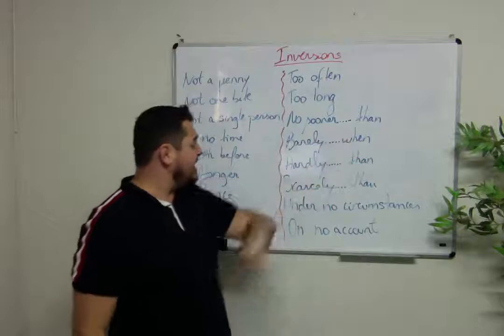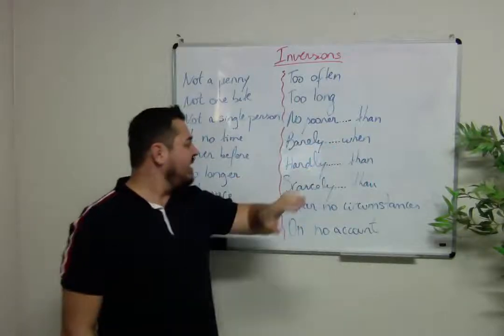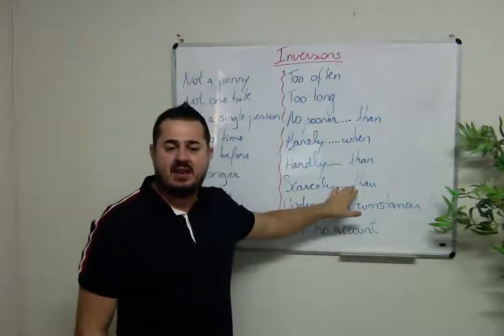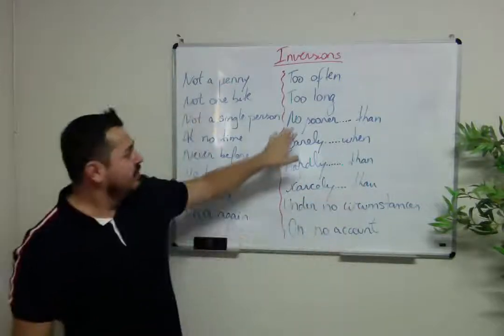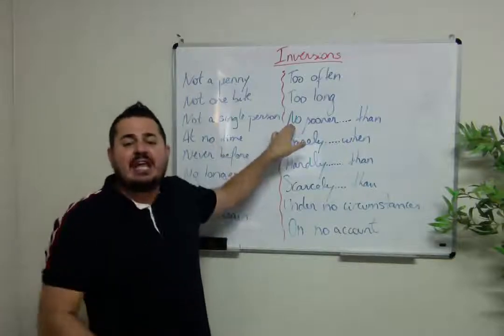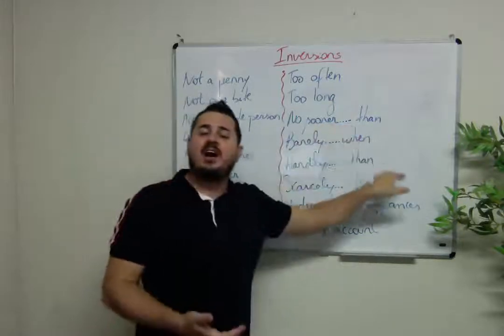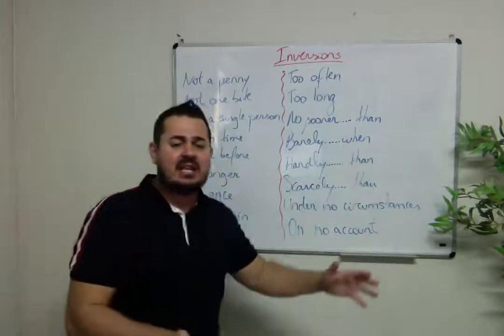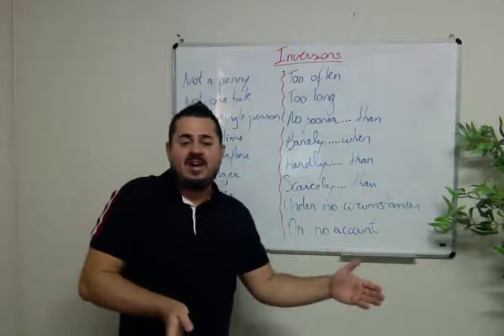Now, there are some common combinations that we need to memorize for the TOEFL test, which are no sooner than, barely when, hardly then, scarcely then. Alright? So, no sooner had one game finished than another one was begun. So there was a sequence, one finished, and immediately the other one began. Alright?